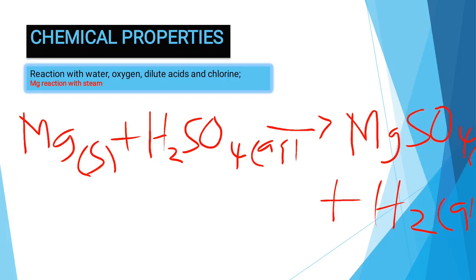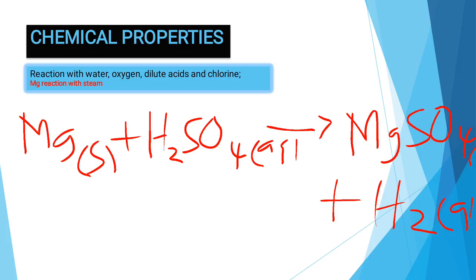We have 2 hydrogen in the reactant side, 2 in the product side. We have 1 sulfur in the reactant side and 1 in the product side. We have 4 oxygen atoms in the reactant side and 4 of them in the product side. And then in that case, we can say that the equation is balanced.